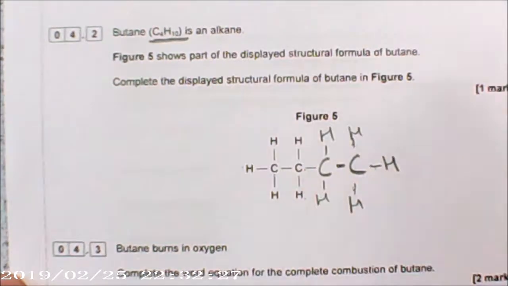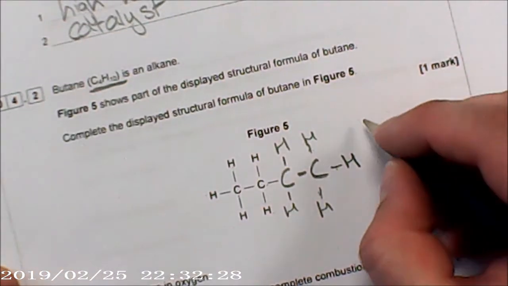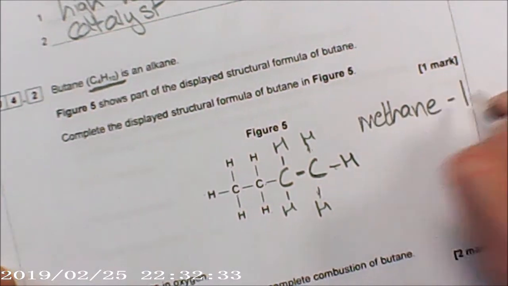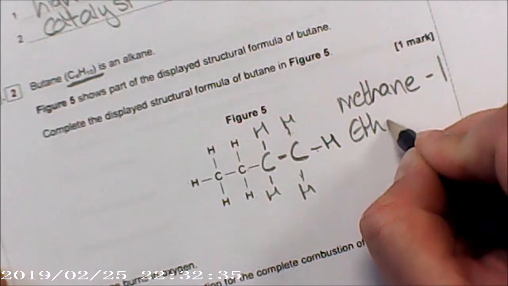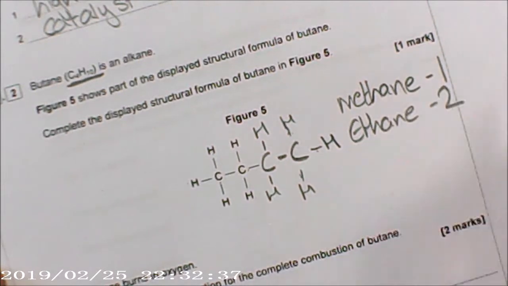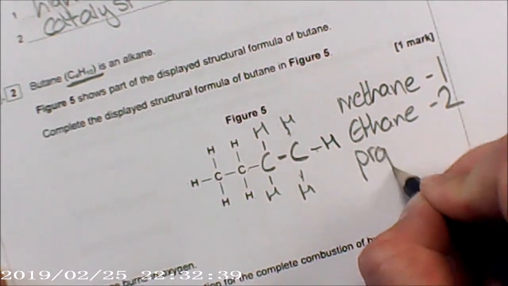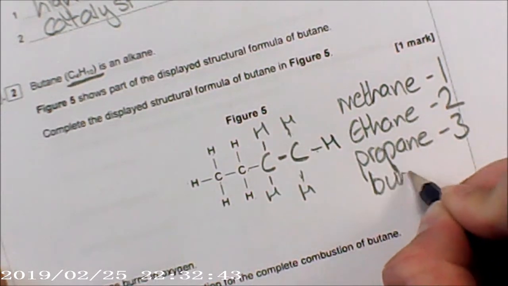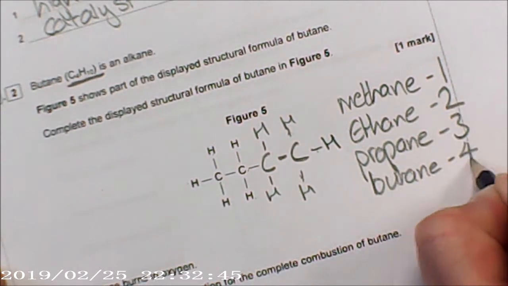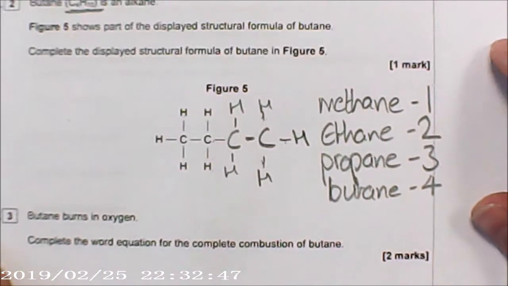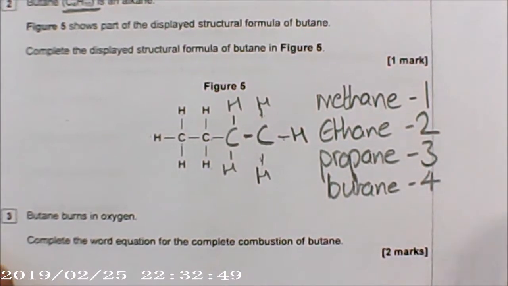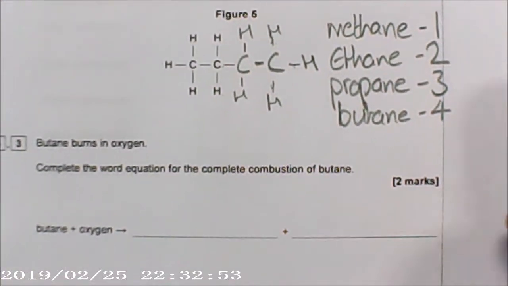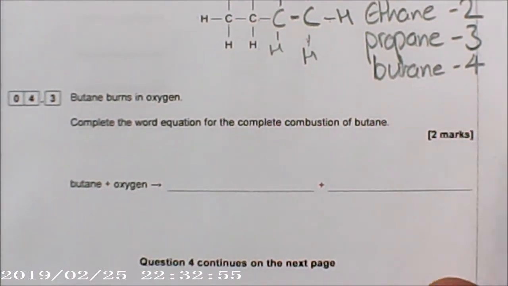Now, even though it gave you the information about butane, you are expected to know that methane contains 1 carbon, ethane is 2, propane is 3, and butane is 4. So they have given you the information in the question this time, but you are expected to know those first 4.